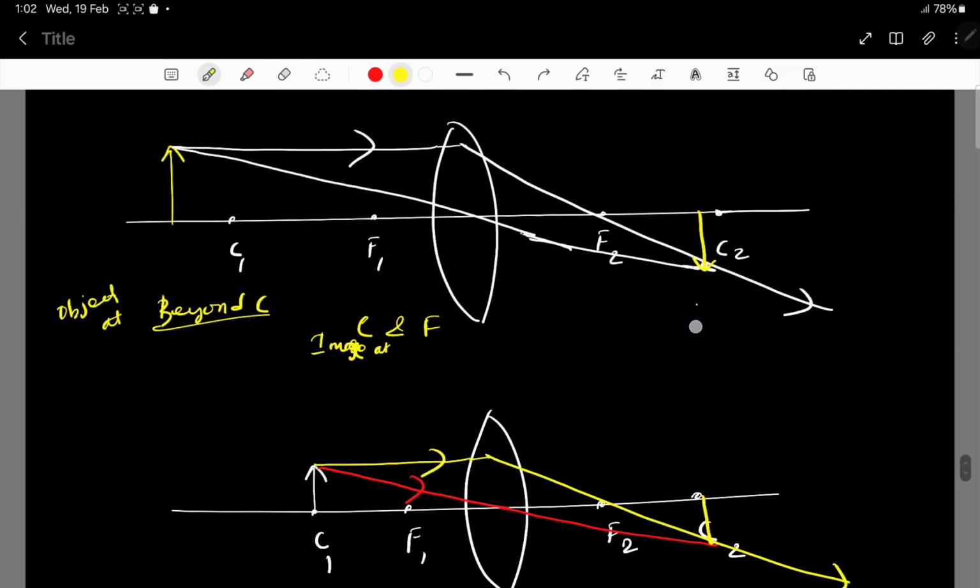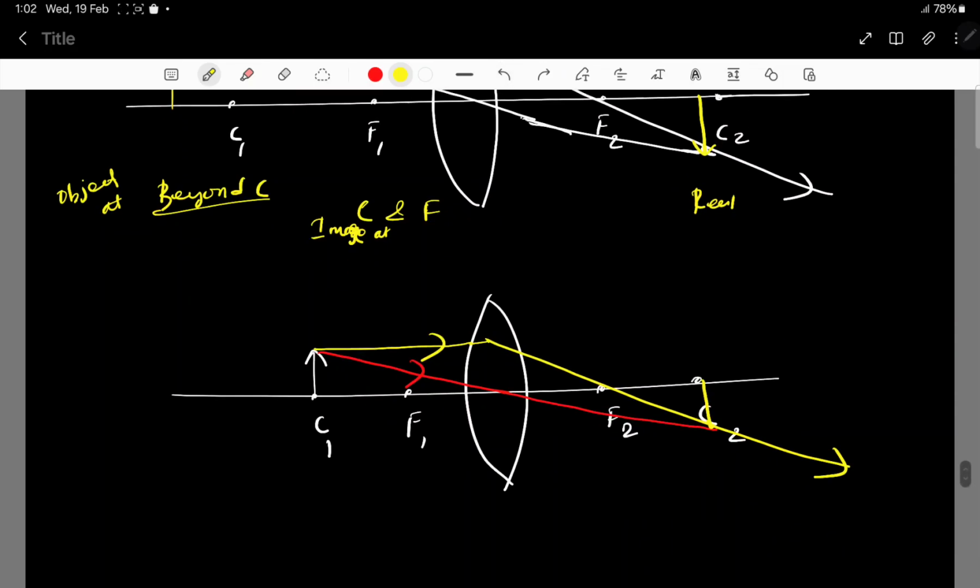All these images are real images, because if you place a paper over here, you are able to hold those images over there. So that's why these images are called real and inverted images.